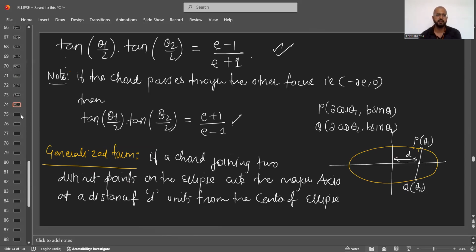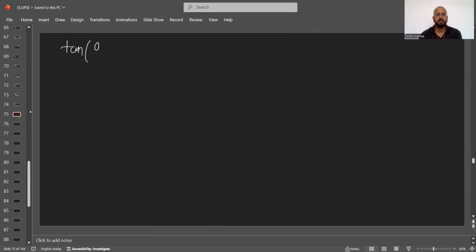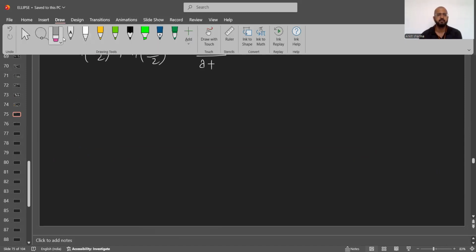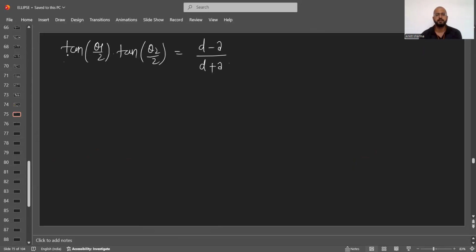Now I can prove that tan of theta 1 by 2 into tan of theta 2 by 2 is equal to d minus a over d plus a, where the length of the major axis is equal to 2a. You can prove the result on the same lines as we have proven.